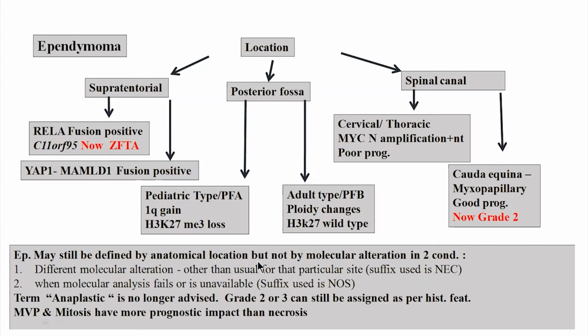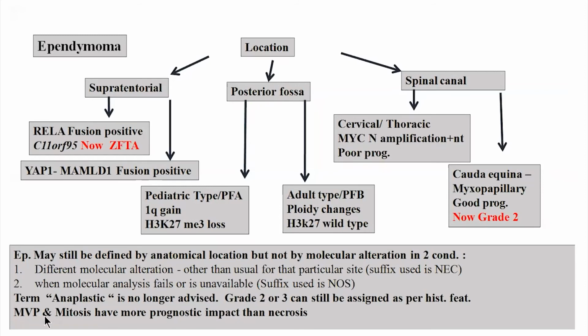Ependymomas may still be defined by anatomical location but not by molecular alteration in two conditions. Like, if there is a different molecular alteration, like if we are seeing a mutation which is different from that of a particular site, in those cases, we will use the suffix NEC, not elsewhere classified. Or if the molecular analysis is unavailable or if it fails, then we can classify it on the basis of histological grade using the suffix NOS. But the term anaplastic is no longer required.